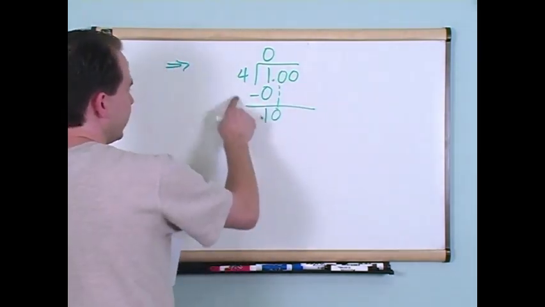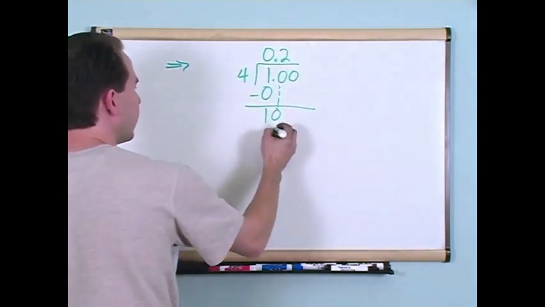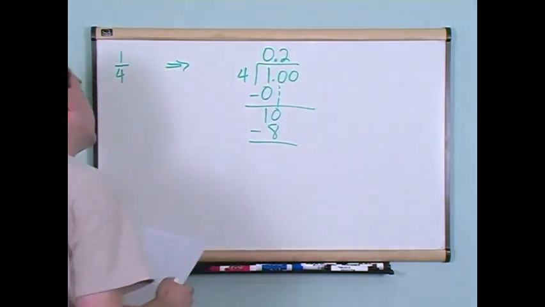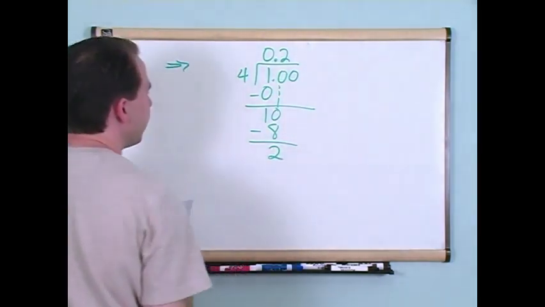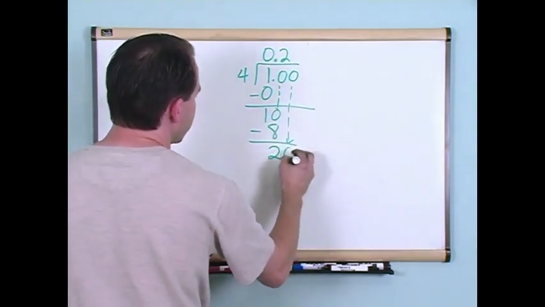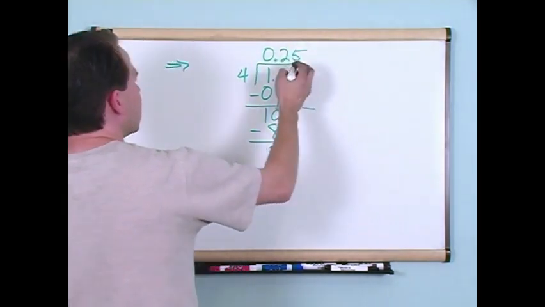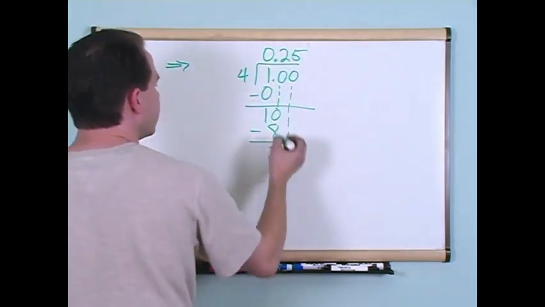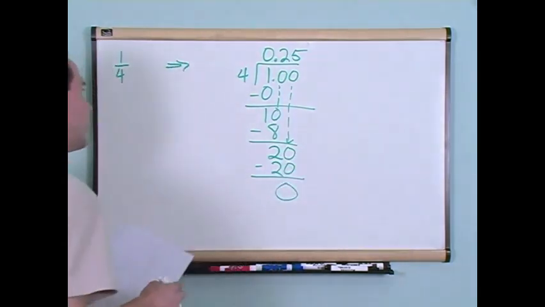Can 4 go into 10? Only 2 times, because 4 times 2 is 8. 10 minus 8 you can do on your fingers. 10 minus 8 is going to give you 2. Okay? Can 4 go into 2? Well, no, it can't, so I have to drag another 0 down. Can 4 go into 20? Yes, it can, 5 times. 5 times 4, go ahead and multiply, gives you 20. And when you subtract, you're just going to get 0 here.